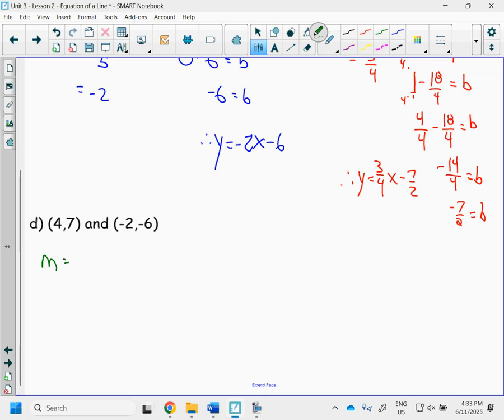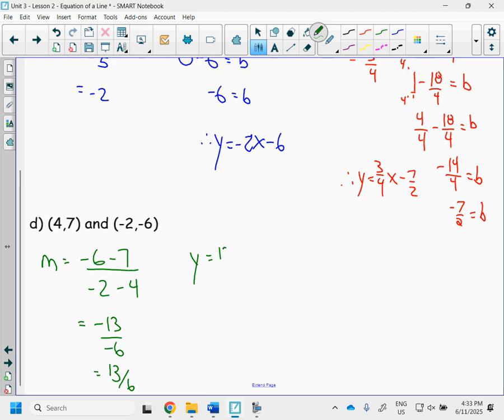All right, our slope is negative 6 minus 7 over negative 2 minus 4. Uh-oh, this is going to be an ugly one. Negative 13 over negative 6. I can't reduce it. I can make the two negatives into a positive, but that's as nice as that gets. It's going to be an ugly one.